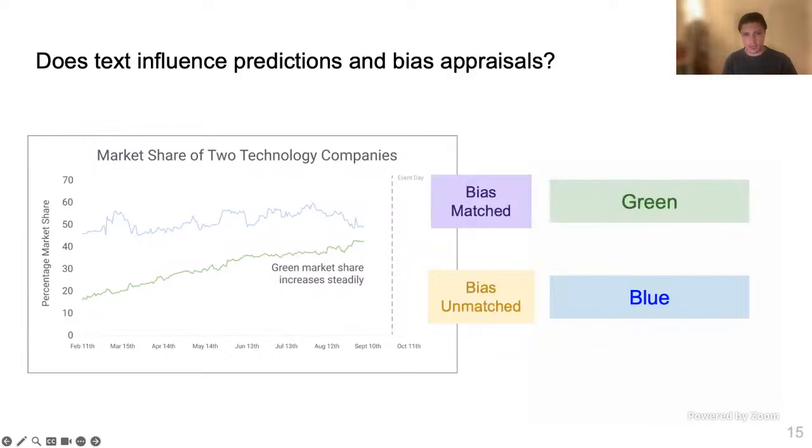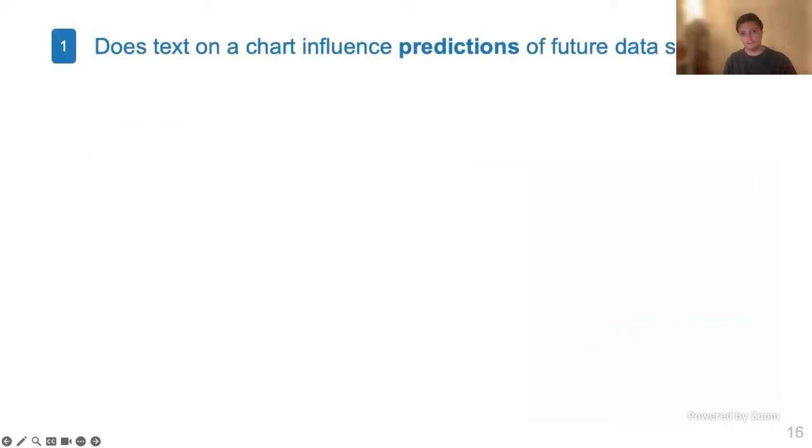And we use the same basic concept with the bias appraisals. Here we used matched and unmatched just to differentiate between the 2, but it's essentially the same idea. So here we're looking to see whether participants are identifying the ground truth bias of the author, so which side that text is supporting. So let's look at our first research question.